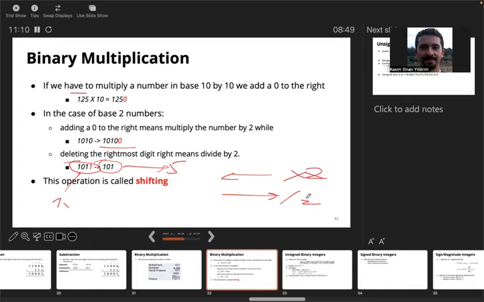Just some shortcuts. It is the same for the decimal system, right? If you shift 125 right by 1 column, what will you have? 12. So it is equivalent to dividing that number by 10, right? So that's it.